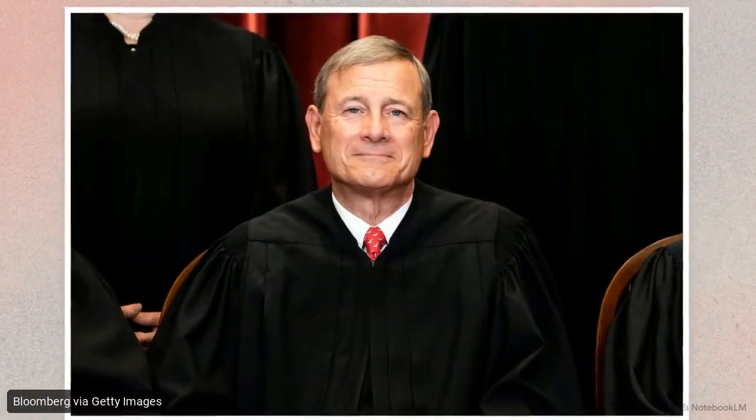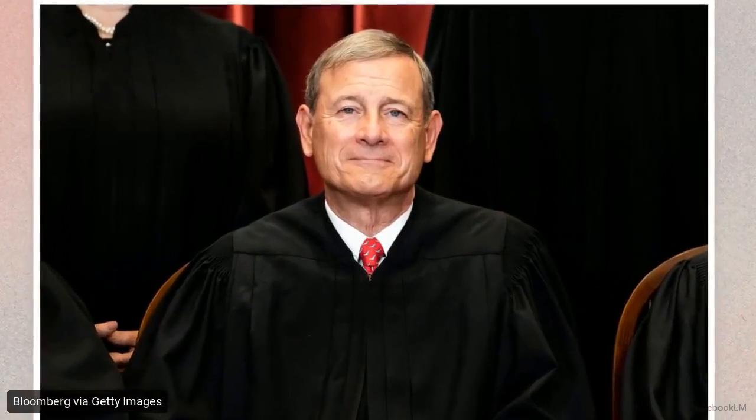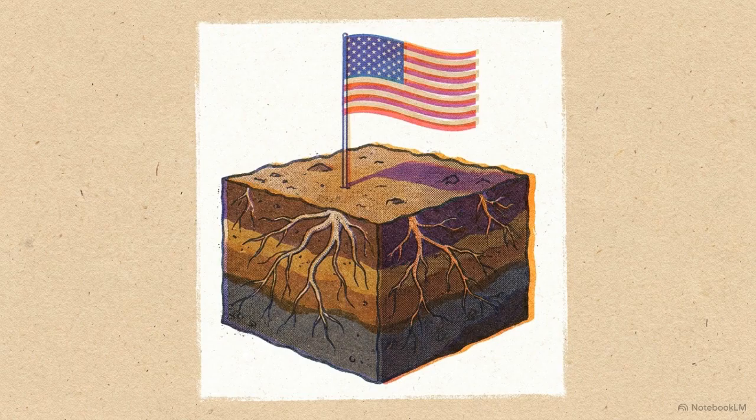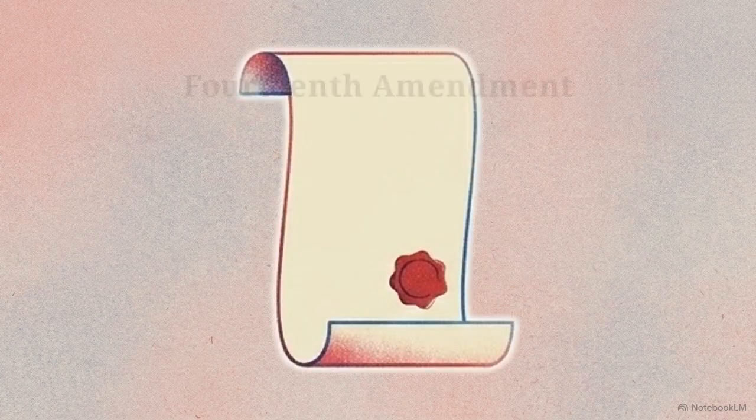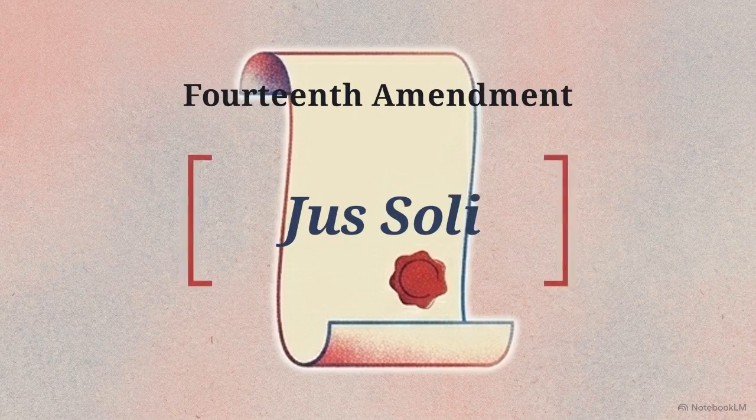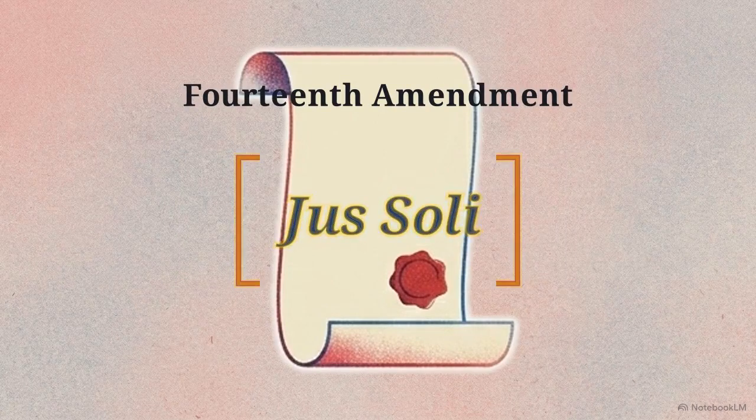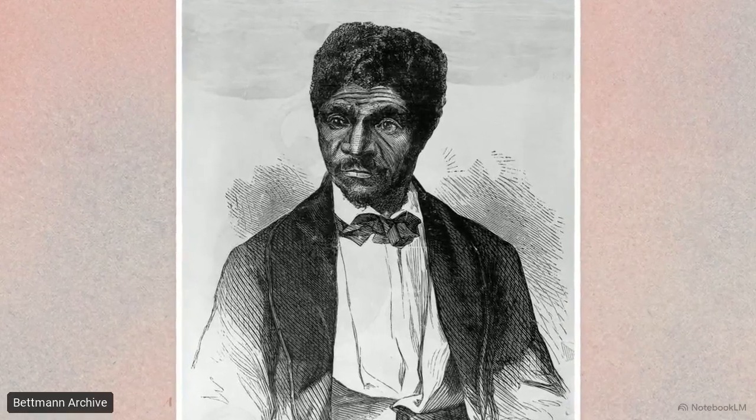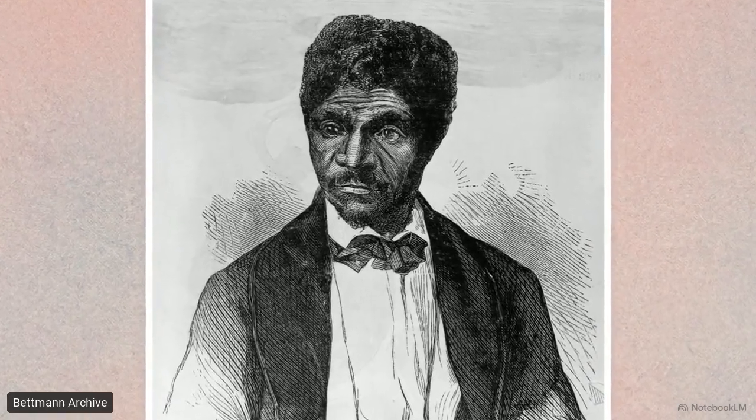Column 1 is led by Chief Justice John Roberts, who authored the majority opinion. This group represents the territorial view. Roberts anchors his argument in the English common law principle of jus soli. This translates to right of the soil, the rule that birth within a physical territory automatically confers citizenship. The Reconstruction Congress drafted the 14th Amendment specifically to codify jus soli into the Constitution. Their immediate goal was to permanently overturn the Dred Scott decision, which had denied citizenship to African Americans.